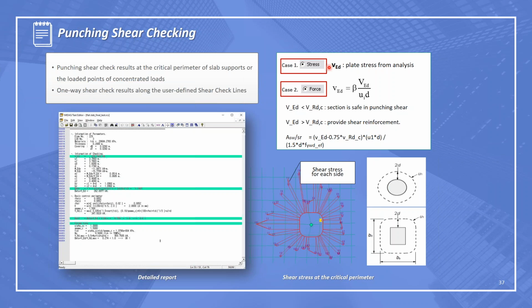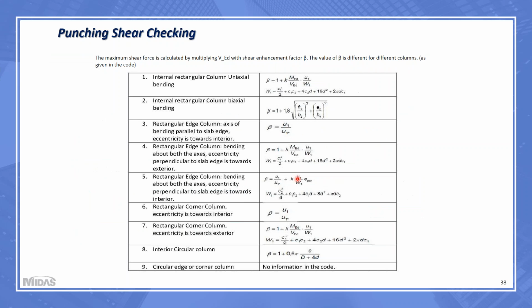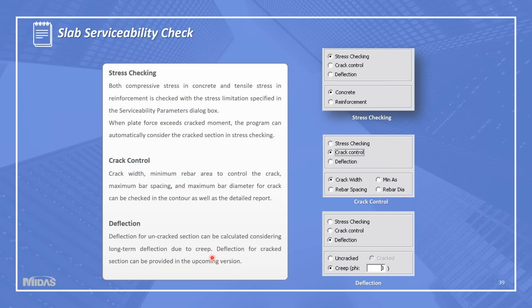The stress option was shown in the demonstration for Gen as finite element method software, and force is calculated using this formula from Eurocode. And if we select the stress option, case 1, the program will calculate it for each point based on finite element methods results. Punching shear checking is also explained in more detail here.